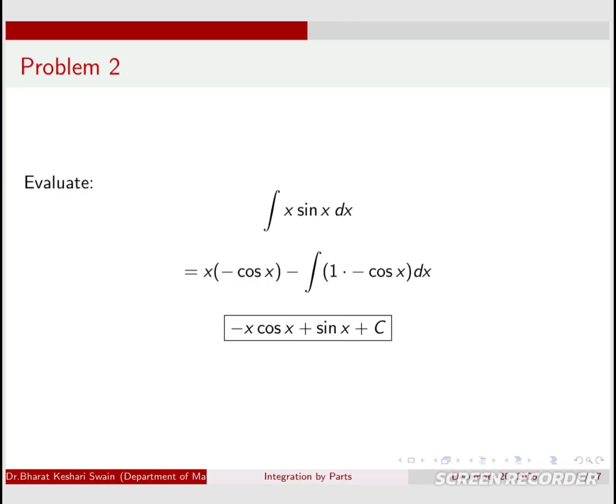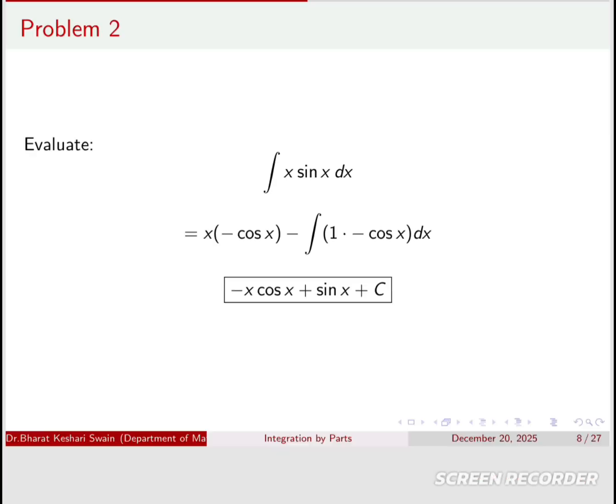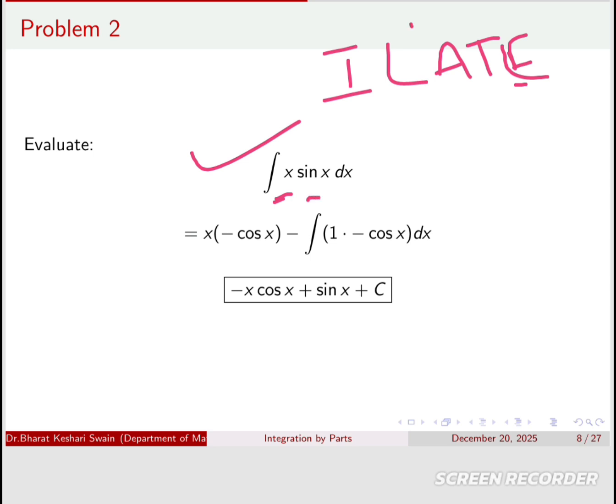Problem number 2, same thing. The question is integration of x into sin x. So according to our rule of ILATE, what is your first and second function? x is your algebraic, sin x is your trigonometric. First algebraic comes. So x is your first function, and sin x is your second function.